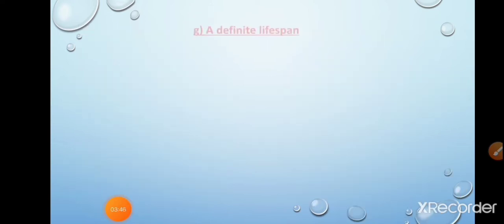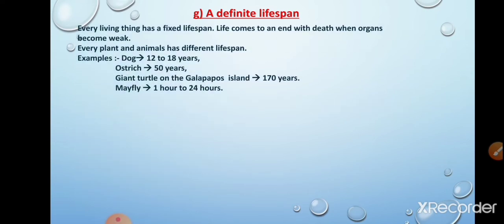So now our next characteristic is a definite lifespan. At a certain stage of life, living things become capable of reproduction. Later on in life, after the reproduction stage, their organs become weak and still later, their life comes to an end. In other words, every living thing has a fixed lifespan. Life comes to an end with death when organs become weak. Every plant and animal has a different lifespan.